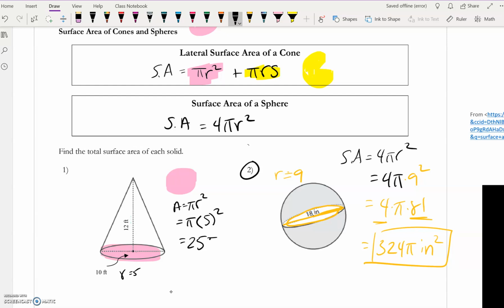And it says 25 pi feet squared. And then I also want to get my tent, right? I want to get that tent. Now, here's the tricky thing.